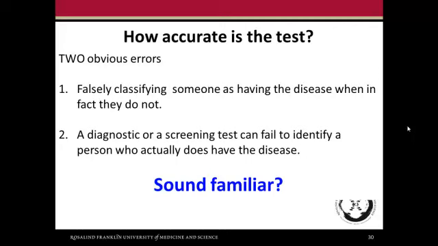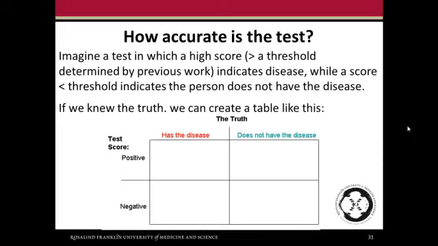These two types of errors should actually sound familiar because the first one is analogous to a type 1 error for statistics, and the second one is analogous to a type 2 error. So when we think about a test, we're going to go through an example here. And imagine a test in which a high score above some threshold determined by previous work indicates disease, while a score less than that threshold indicates the person does not have a disease.